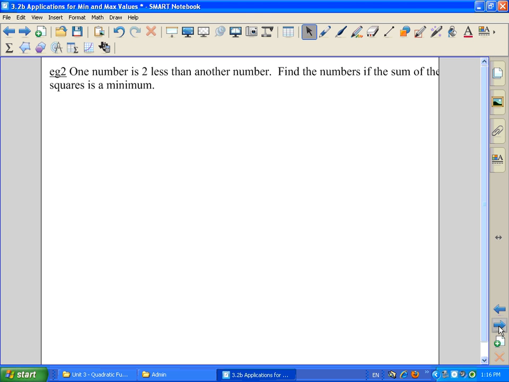Example 2. One number is 2 less than another number. Find the numbers if the sum of the squares is a minimum. So as soon as we see minimum or maximum, what does that tell us we need to do? We need to complete the square. Okay, so hopefully you spotted that out. You may just say, hey, but Mrs. R, there is no expression here that we can complete the square. Well, what we need to actually do is to create one.